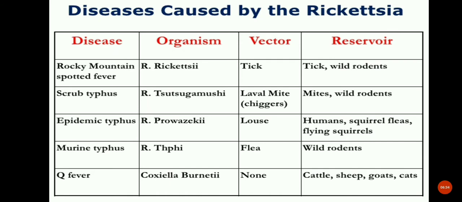This is caused by the rickettsia, from the disease, organism, vector, and reservoir. The diseases include Rocky Mountain spotted fever, scrub typhus, epidemic typhus, murine typhus, and Q fever. These are the diseases caused by the rickettsia.